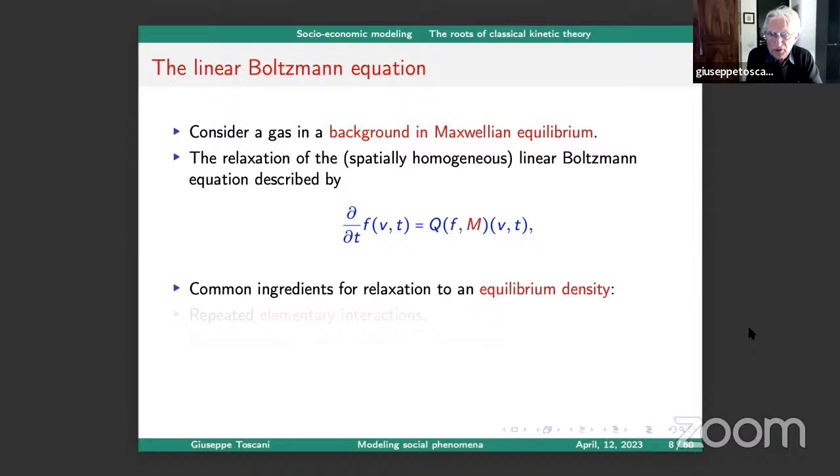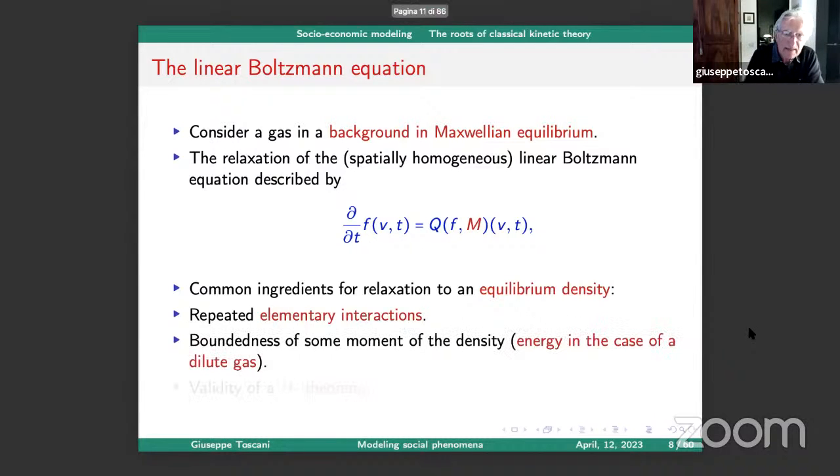The solution converges toward the steady state, the Boltzmann theorem holds, and equilibrium is reached in consequence of a few properties. The first property is that you have repeated elementary interactions. You have the boundedness of some moment of the density. In the case of the Boltzmann equation, you still have conservation in time of the energy in the case of the dilute gas. And then you have the validity of an entropy theorem, or of an H theorem. So this is the picture.